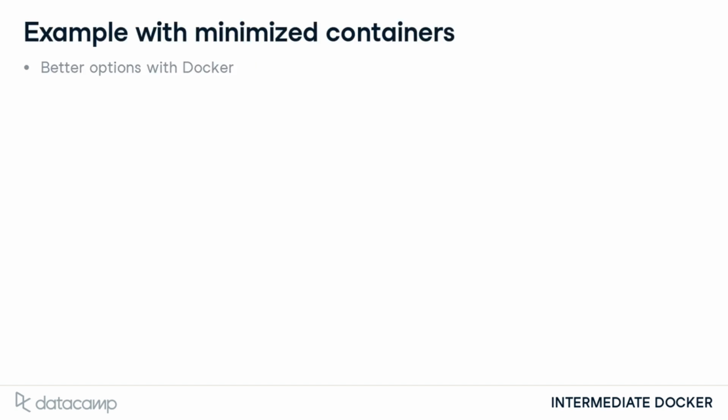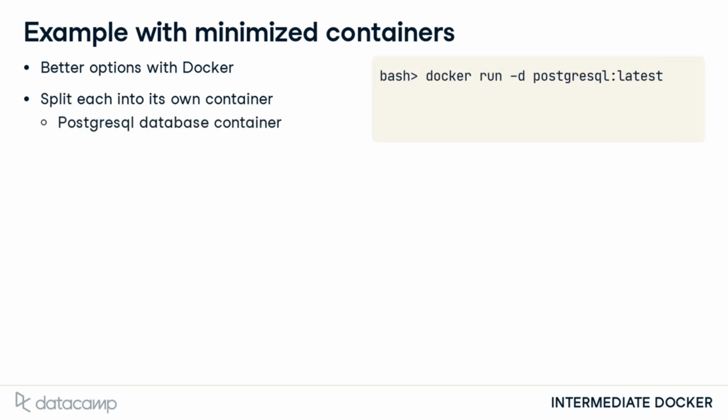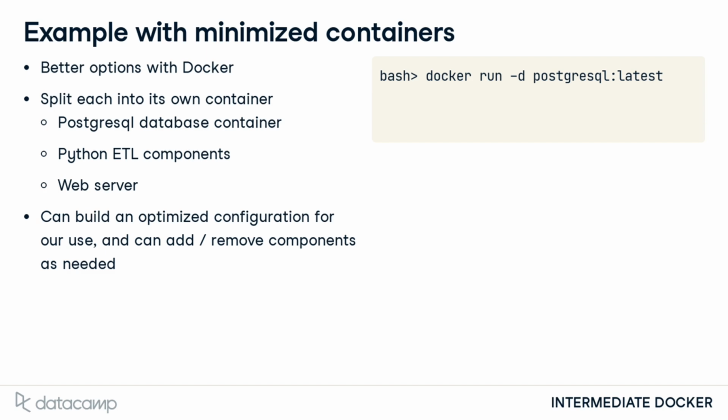Fortunately, Docker handles these issues well if we're willing to redesign our setup slightly. The main option is to split each software we're using into its own container image. In this case, we'd have a PostgreSQL image, an image for the ETL components, and a web server image. We could then create containers using these images as needed. We can build an optimized configuration for our use and can add or remove components as needed without affecting the rest of the configuration. If we needed to add a web server, as mentioned before, we only need to create a new web server container, not update our image and update each container in turn.